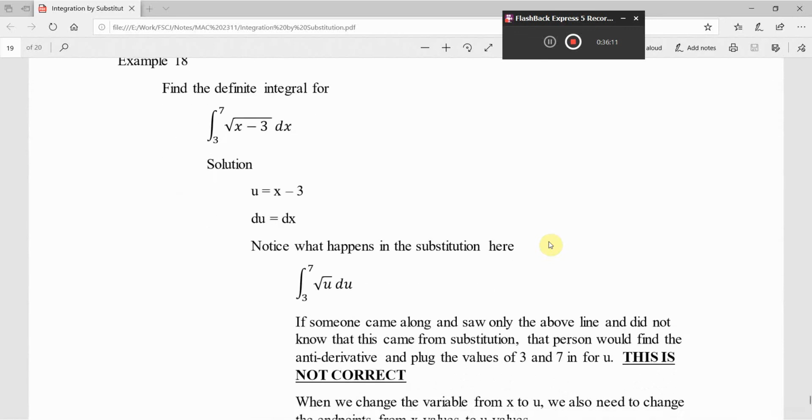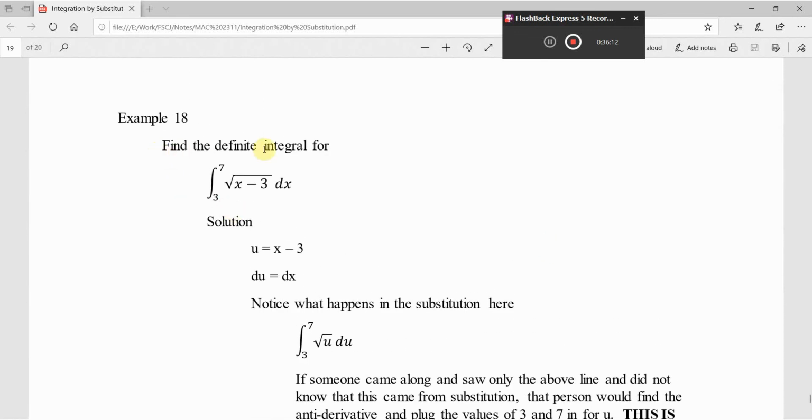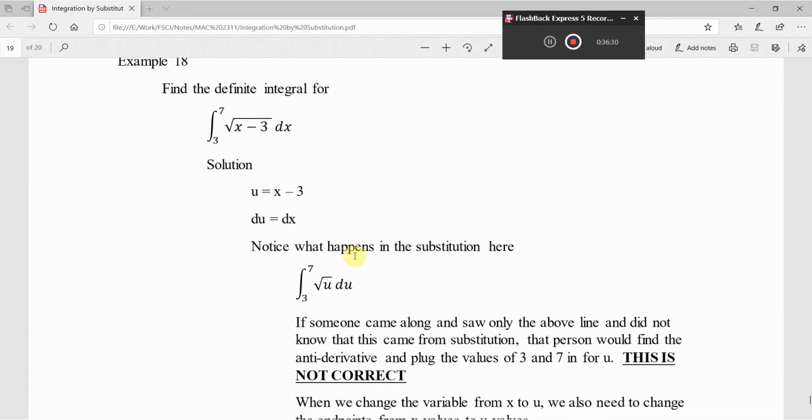All right, number 18. Find the definite integral. So here we have the integral from 3 to 7 of the square root of x minus 3 dx. All right, my solution. I've got u is equal to x minus 3, du is equal to dx. Now notice what happens in the substitution here. I get the integral from 3 to 7 of the square root of u times du.